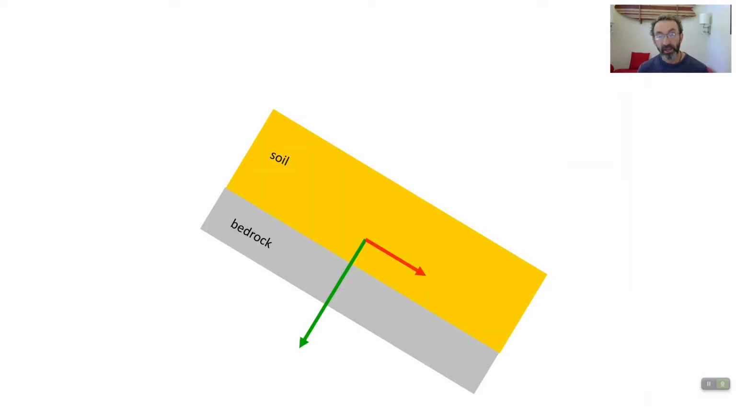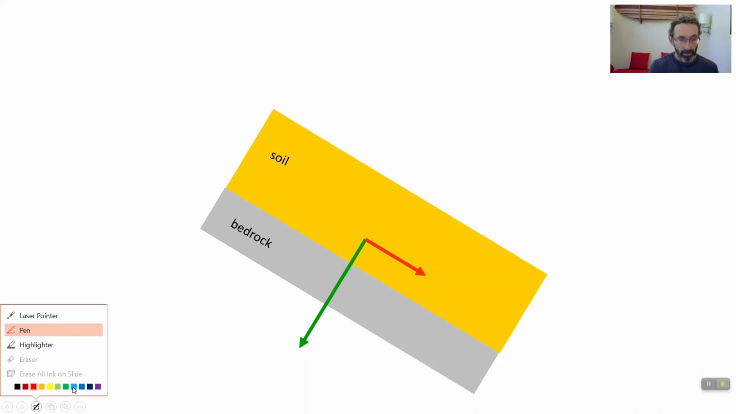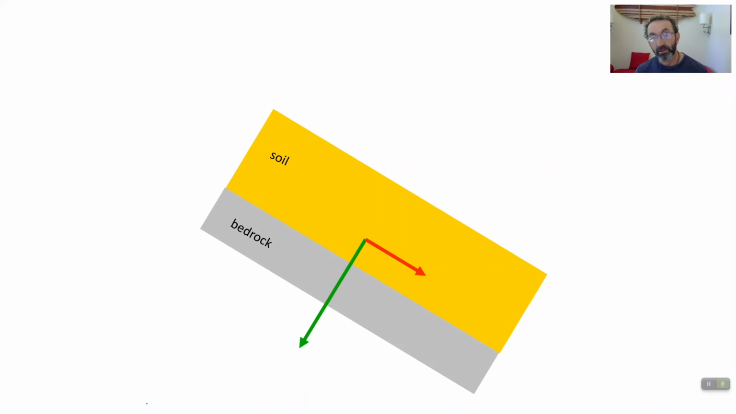Now let's look at the effect of rainfall. So this is essentially the same picture. In this case, I've not drawn the gravity component. I've just drawn the normal stress in green, and then we have the shear stress in red. And to make things look a little more realistic in terms of a landslide, we have a layer of soil on top of bedrock. And so now let's rain on our landscape.